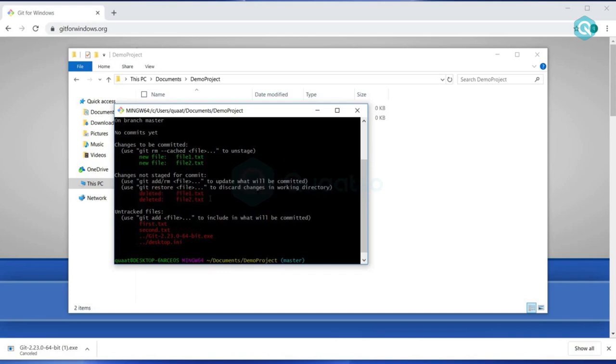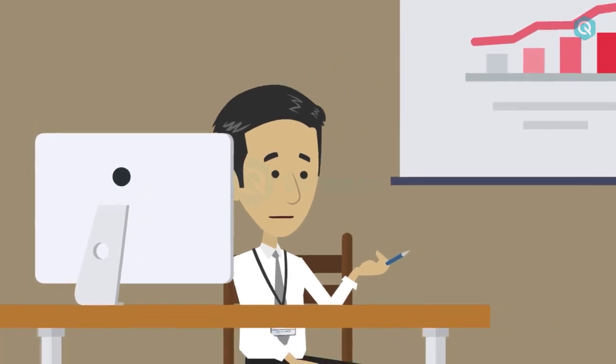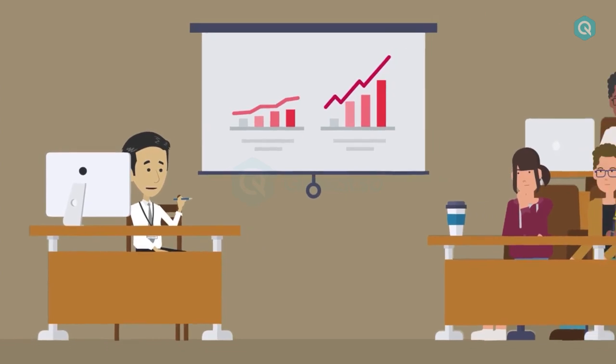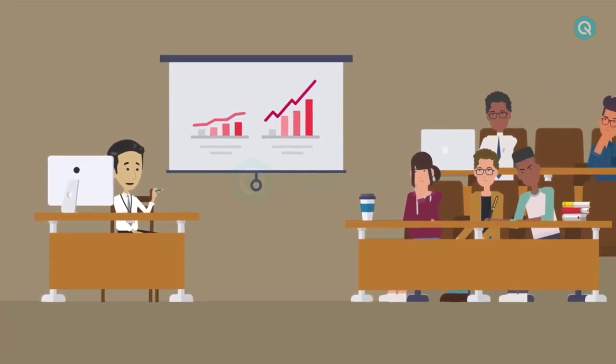We haven't seen what the different commands of Git are. All those commands we are going to learn in upcoming sessions. So that's all for this session. We just saw how to install Git Bash for Windows and how we can use it for our project.